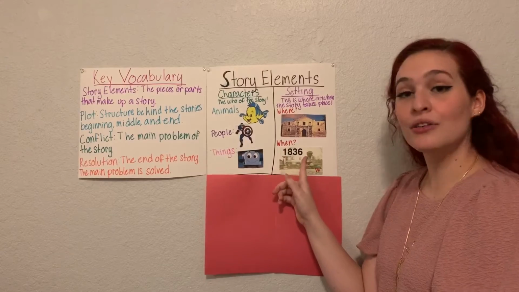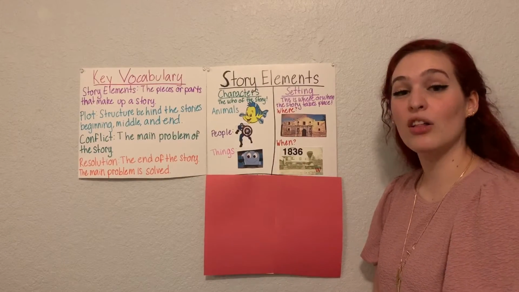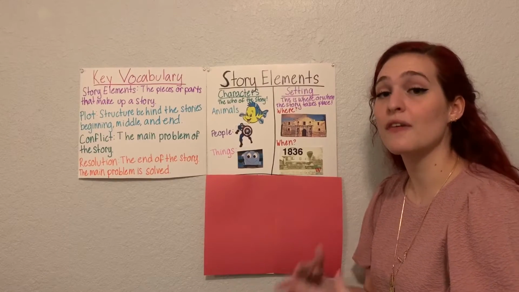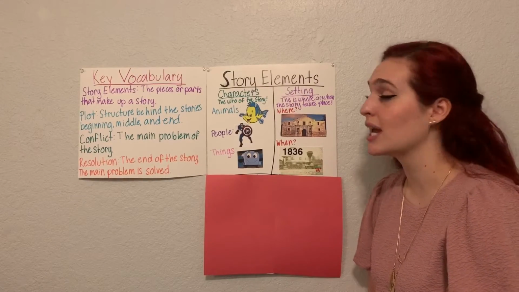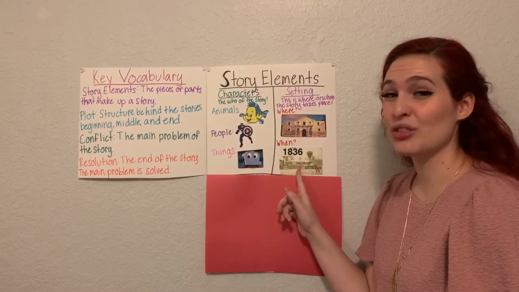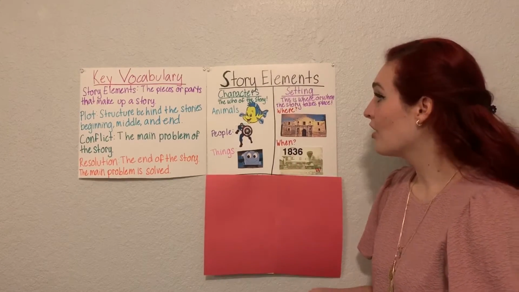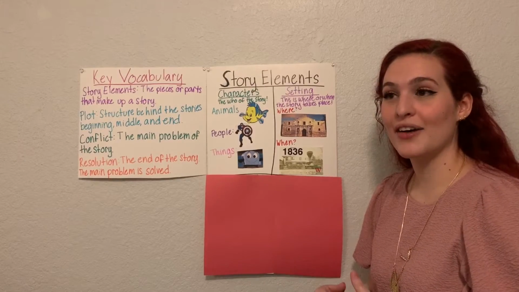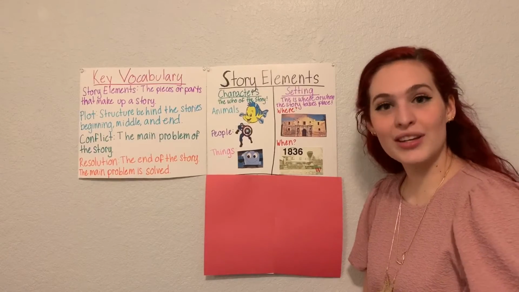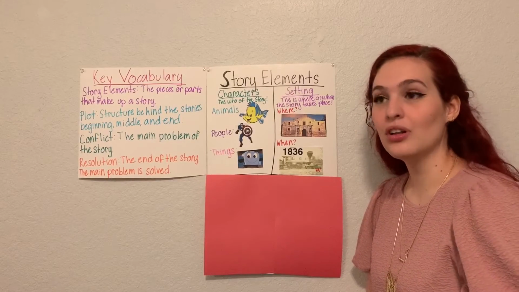And the when for this story, if we're talking about the Battle of the Alamo, would be 1836. Now, both of these are very important to the story because we know it takes place at the Alamo in 1836. Are there any other examples of settings in a story? New York City, that's a good example.